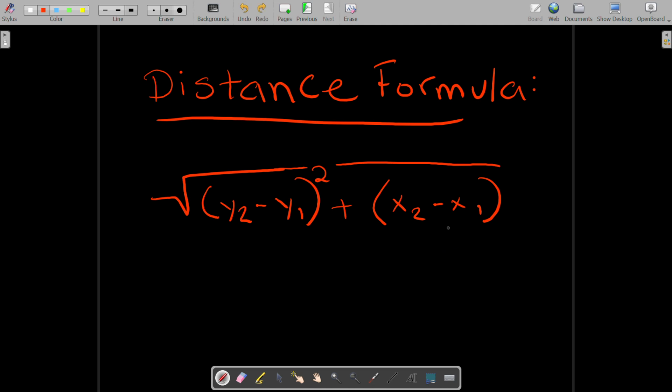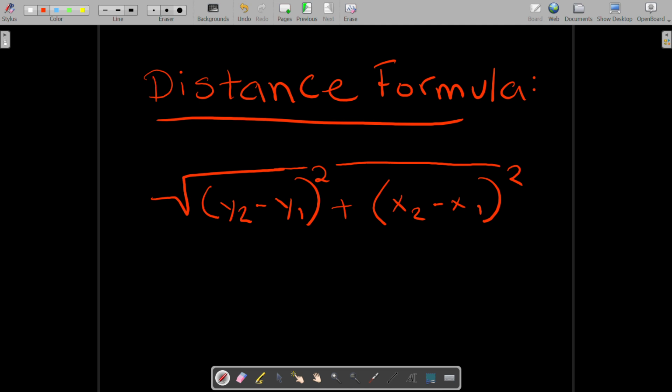Okay, so now that we know that, you might be thinking, why can't we just cancel the square root with the squared symbols? Well, that's not how it works, because we have to exactly calculate y2 minus y1, then square it, and then add it to x2 minus x1 squared, and then take the square root of that. Okay, so let's go on to a simple example.